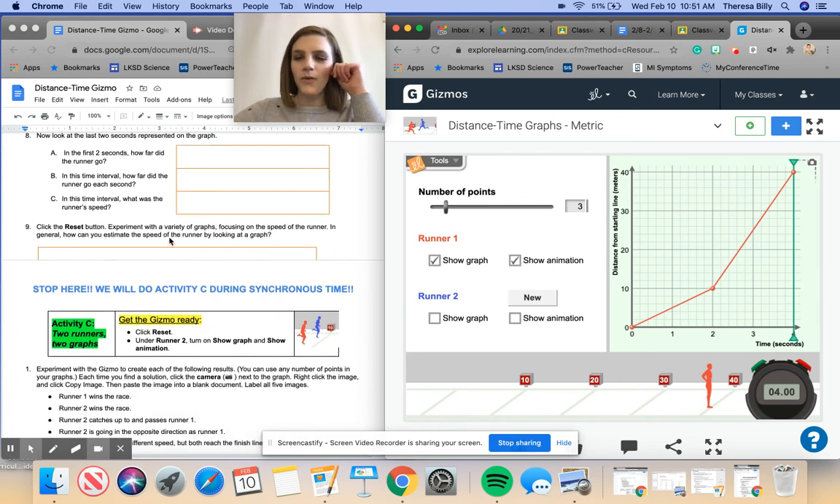Then it says in question number 9, click the reset button. So that's the red one there. So reset. Experiment with a variety of graphs focusing on the speed of the runner. So in general, how can you estimate the speed of a runner simply by looking at the graph? So here's my recommendation to you. I would switch the number of points to 2, and then I would just mess with how steep the line is. If it's very shallow like this and I click play, how is that different than if I make it very, very steep and I click play? Okay, so that's my advice to you on question number 9.